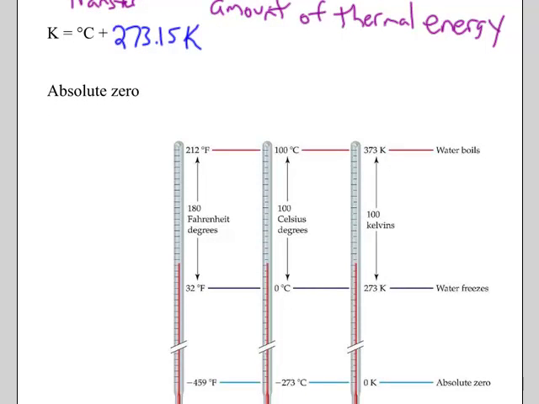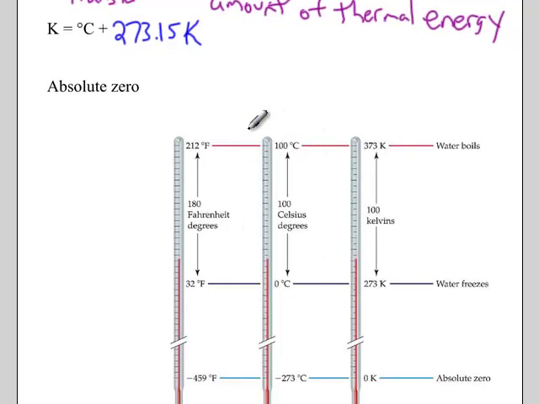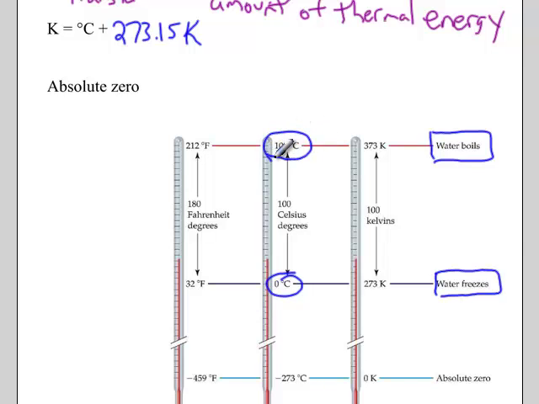So for example, the middle thermometer shows the Celsius scale. The Celsius scale was chosen based on the temperature where water freezes and where water boils. When water freezes, we call that 0 degrees Celsius. When water boils, that's 100 degrees. And then we can translate that into Kelvin. Water freezes at 273 Kelvin and it boils at 373 Kelvin.